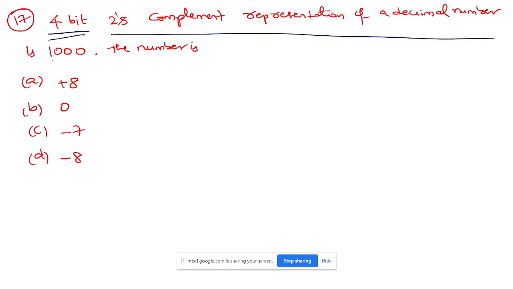4-bit 2's complement of a decimal number is 1000. The number is dash. This is the last problem. After that, we will move to K-maps.